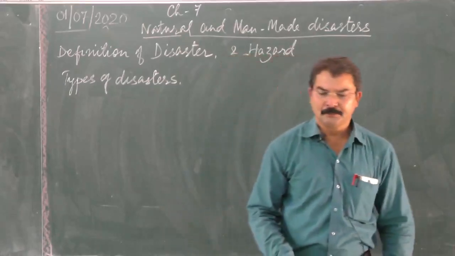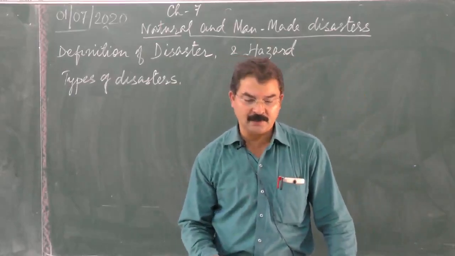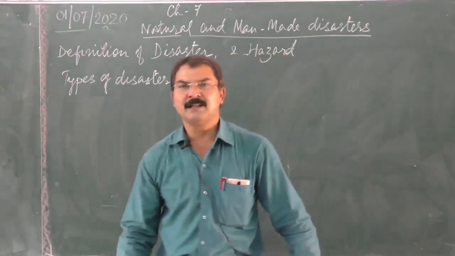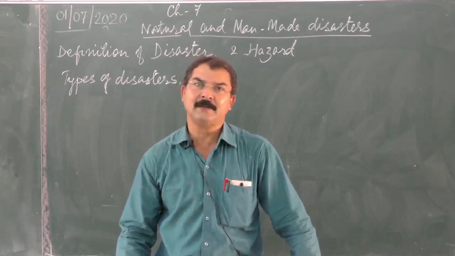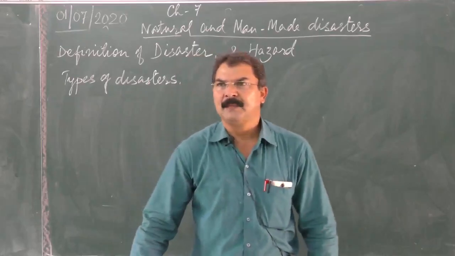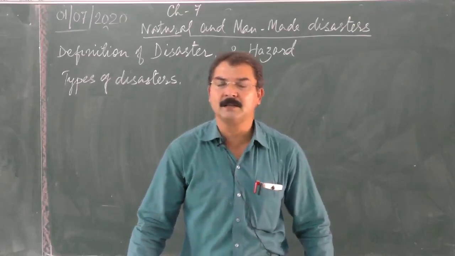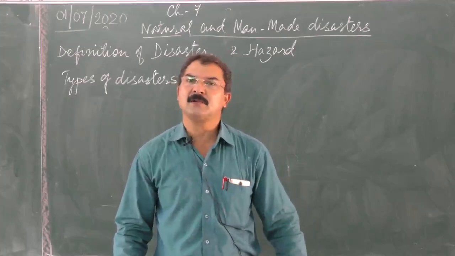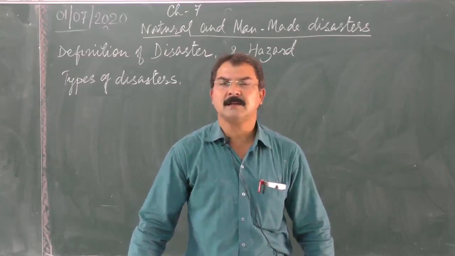According to UNO, disaster is a serious disruption of functioning of the society and the community. In simple words, we can say that disaster is an unexpected event which causes a lot of damage to life as well as property. So we can understand it this way, that anything which occurs, it's an event. Always remember, it's an event which occurs and it totally disturbs the normal functioning of the society and our day-to-day life. Along with this, there is a term hazard.